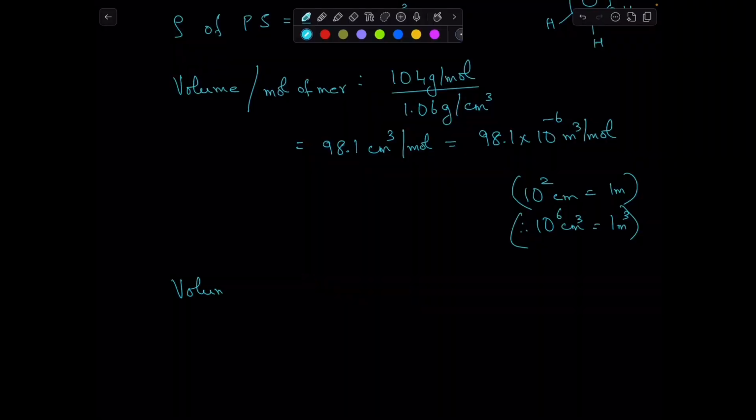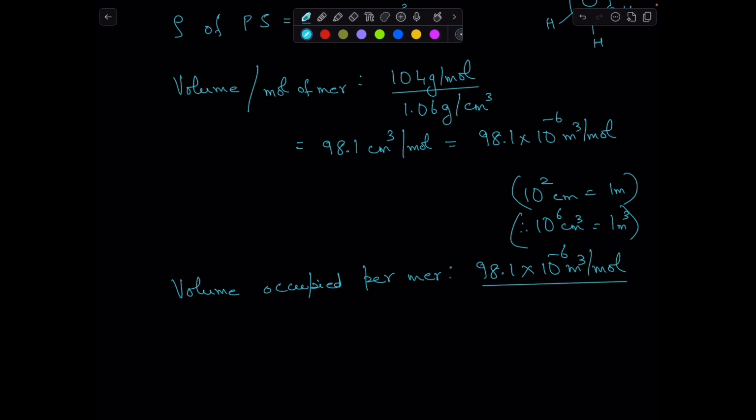The volume occupied per mer would then be 98.1 times 10 to the negative 6 meter cube per mole over 6.02 times 10 to the 23, Avogadro's number, mers per mole, which is 163 times 10 to the negative 30 meter cube per mer. So this is the volume occupied by 1 mer.